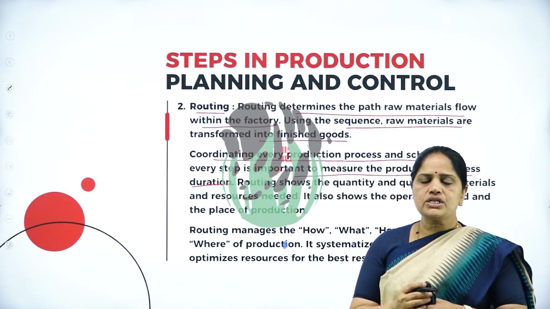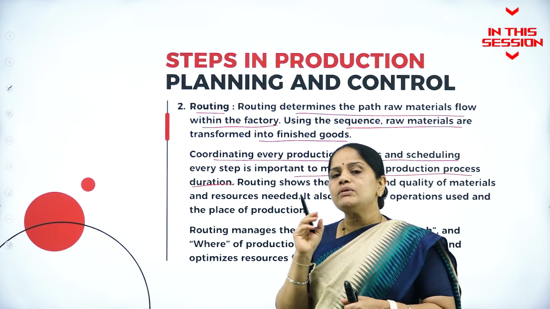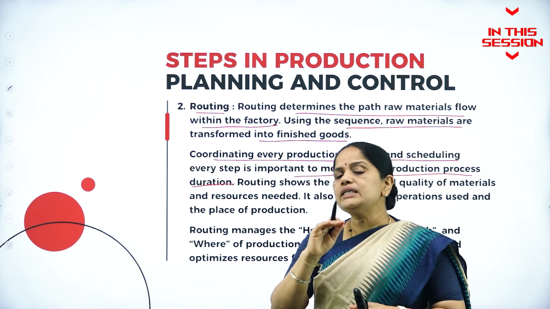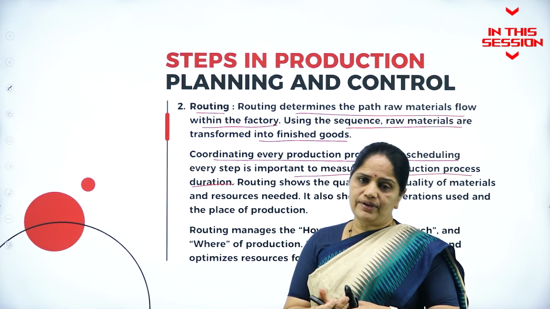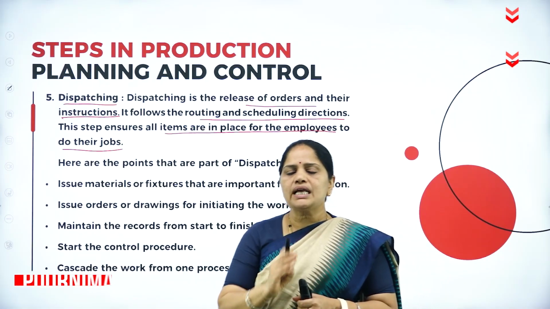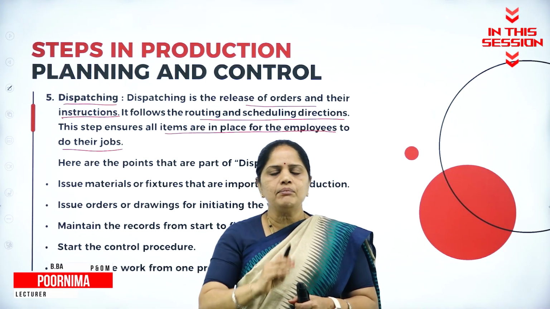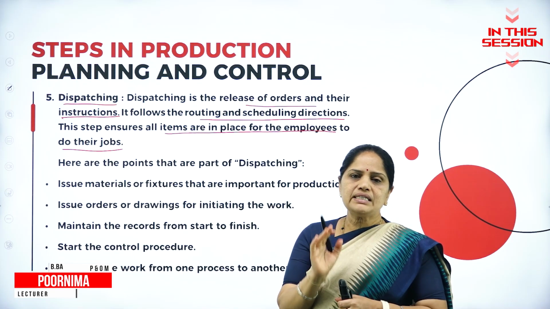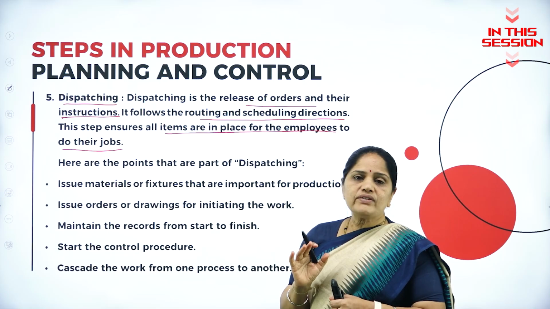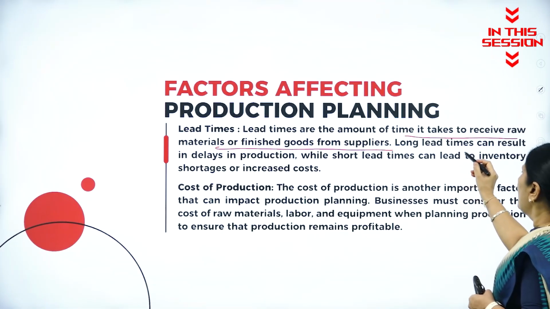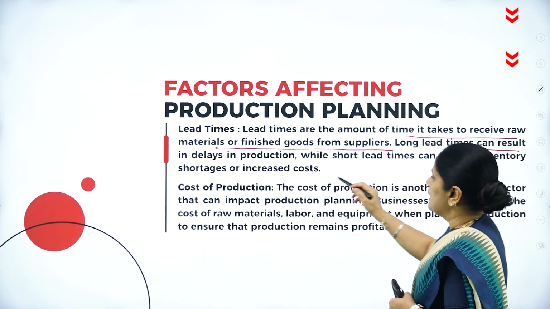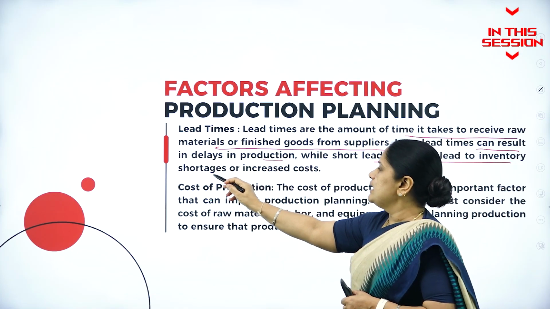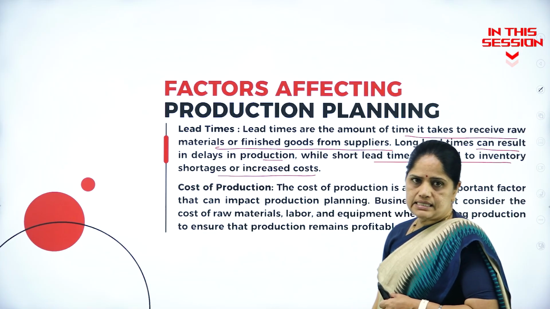Production process duration means the time taken by the production house to convert the raw material into a finished product. With the help of routing and scheduling, we will be able to ensure that the workers are in place and whatever they need for the production, everything is in place. Long lead time can result in delays in production, while short lead time can lead to inventory shortages or increase the cost.